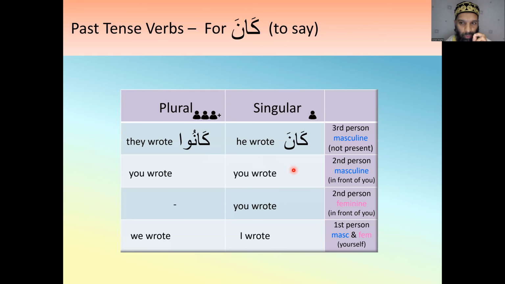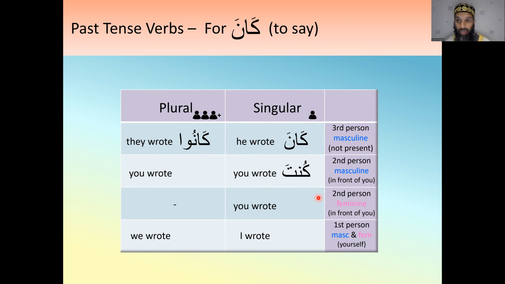Think about what we did with qala and see if you can figure out how I say you were, masculine. What did we do with qala? We made it into qulta. So what do you think this one's going to be? Yep, you got it. Kunta. The other one was qulta, remember? So qala and kana are very similar, but you get some that aren't similar, like wajada, for example.